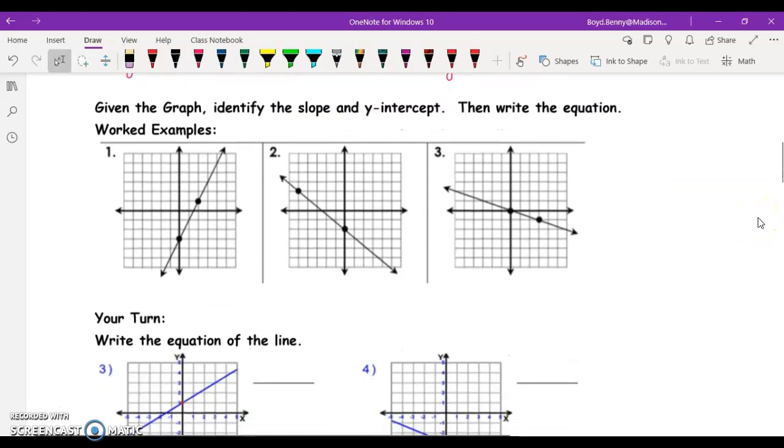All right, let's take a look at writing equations from graphs. The first thing we need to do is identify the slope and the y-intercept. First, let's identify our y-intercept down here at negative 3. Our slope is up 4 and over 2, which gives me a slope of 2. Therefore, my equation is y equals 2x minus 3.